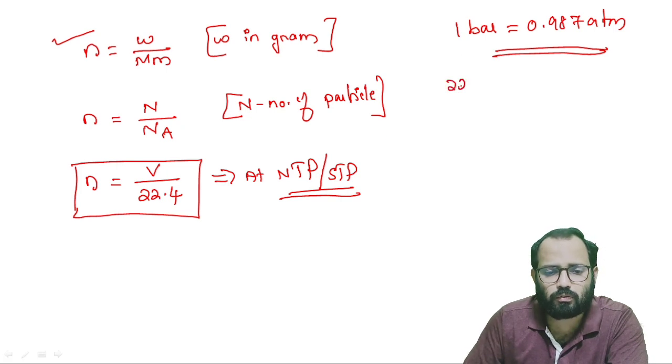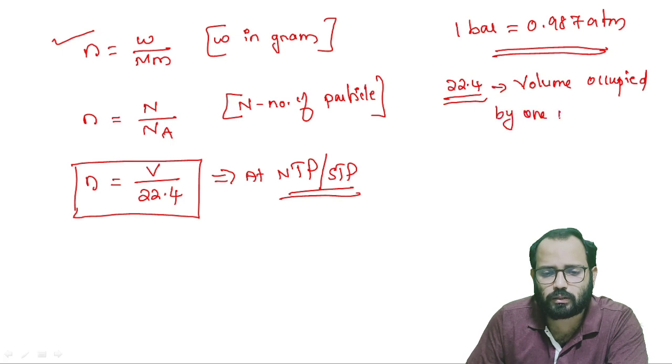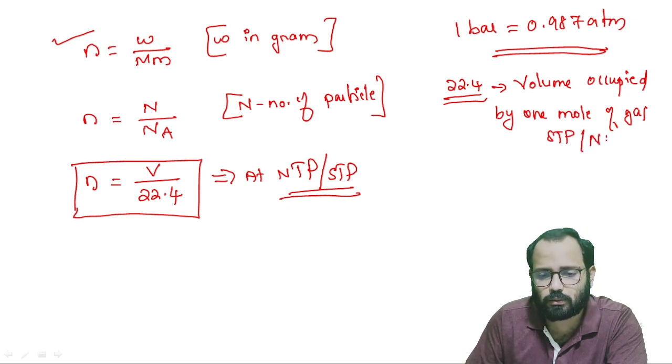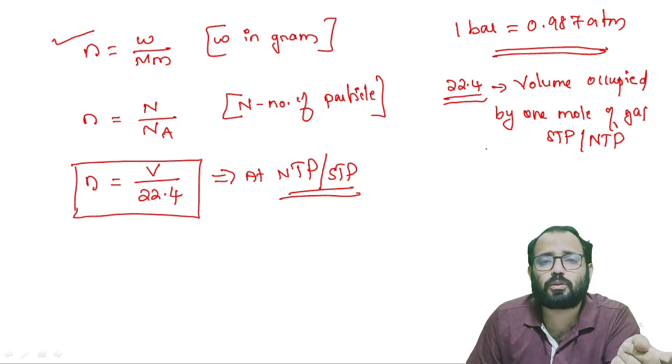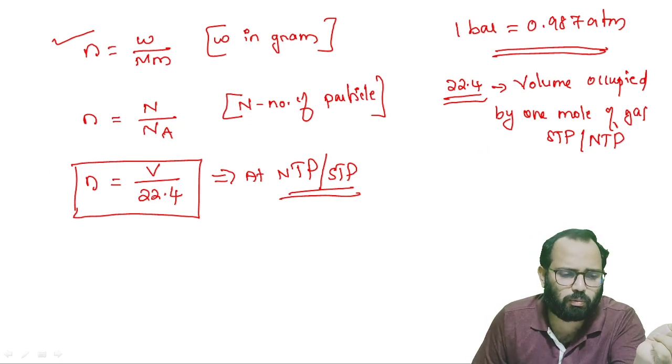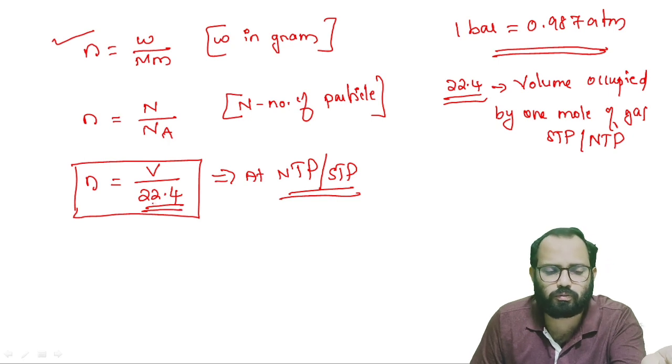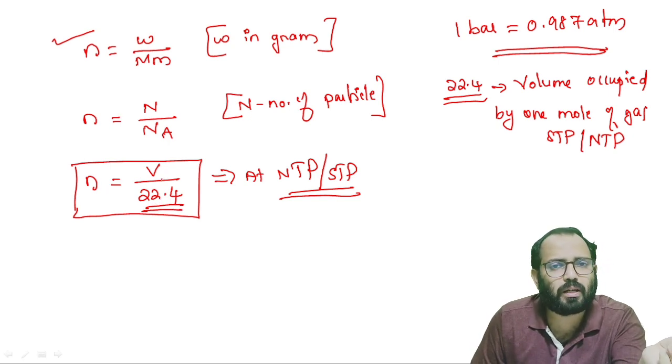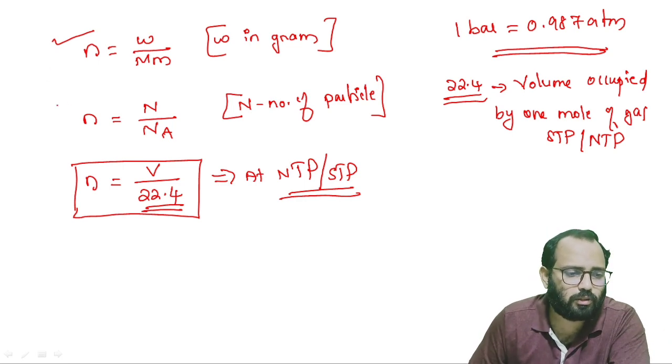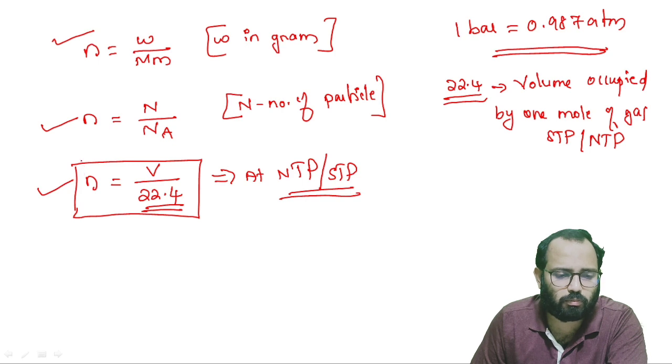You know what 22.4 is? It is the volume occupied by 1 mole of a gas at STP. Okay, actually NTP. If it comes to STP, it should be 22.7, but for numerical purposes we are still keeping it as 22.4. So number of moles is equal to V by 22.4 at NTP or STP. So these are the three equations that you should remember to find the number of moles.